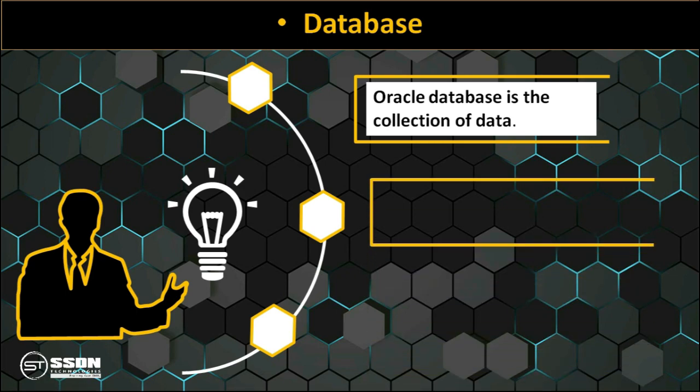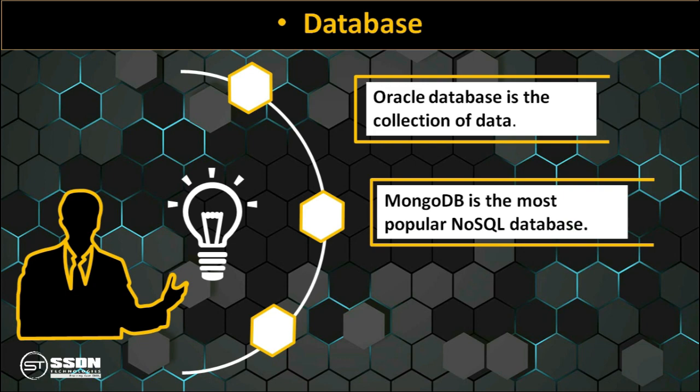Number 2, MongoDB. MongoDB is the most popular NoSQL database and it is an open source document oriented database. The term NoSQL means non-relational. It means MongoDB isn't based on a table-like relational database structure but provides an altogether different mechanism for the storage and retrieval of data.